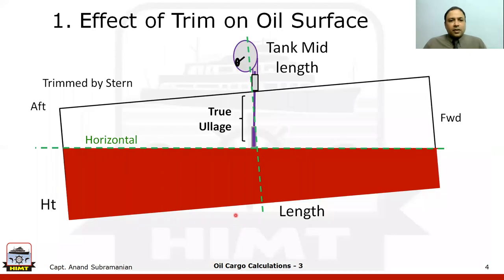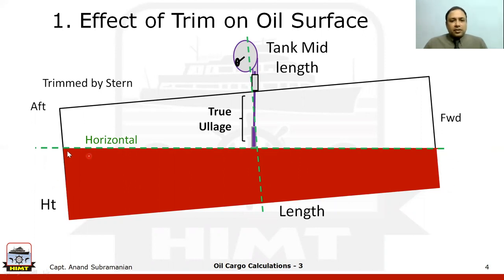Now let us watch what is the effect of the trim on the oil surface. Here we have a tank which is trimmed by stern, and this is the aft portion of the tank, there's a forward portion of the tank, and because it is trimmed by stern, we see that the aft sounding is more than the forward sounding.